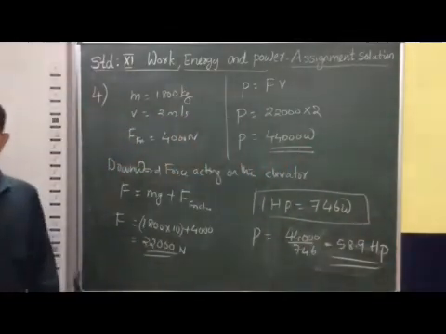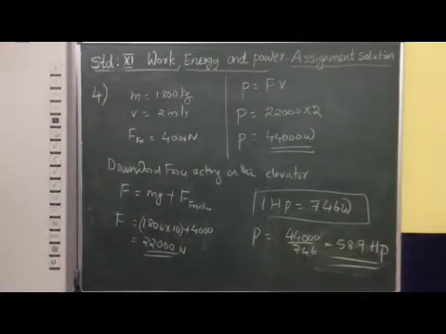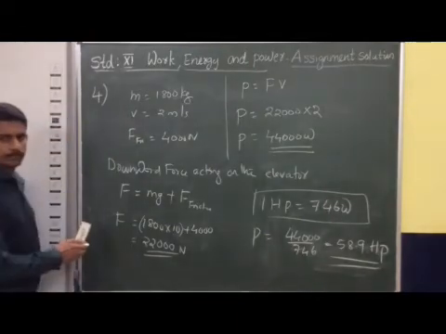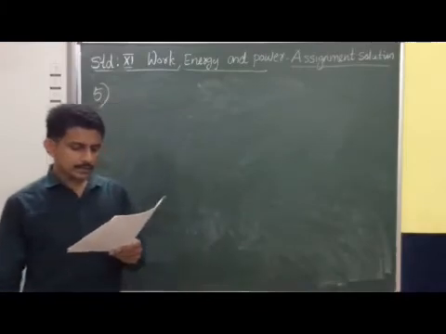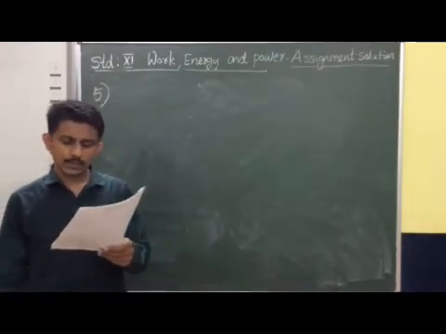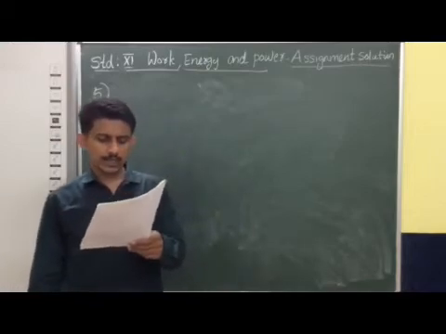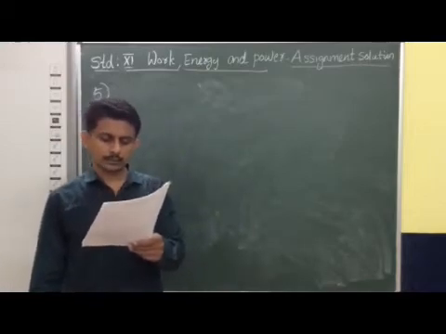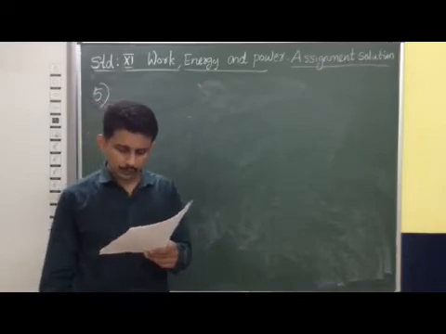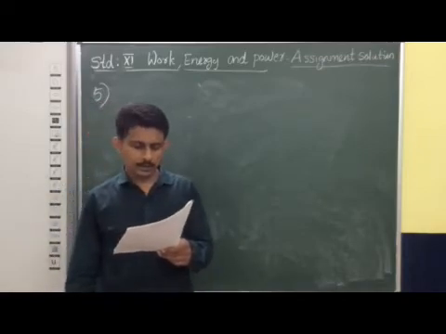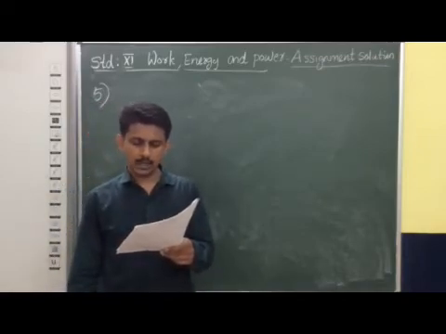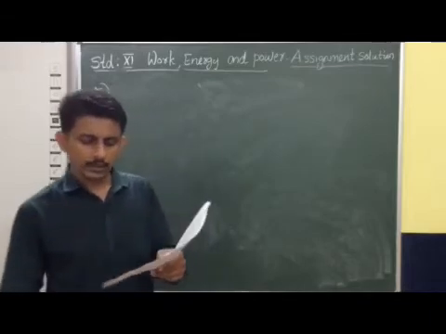Okay. Now we will discuss our question number 5. A cyclist comes to a skidding stop in 10 meters. During this process, the force on the cycle due to the road is 200 Newton and is directly opposite to the motion. How much work does the road do on the cycle? And how much work does the cycle do on the road?